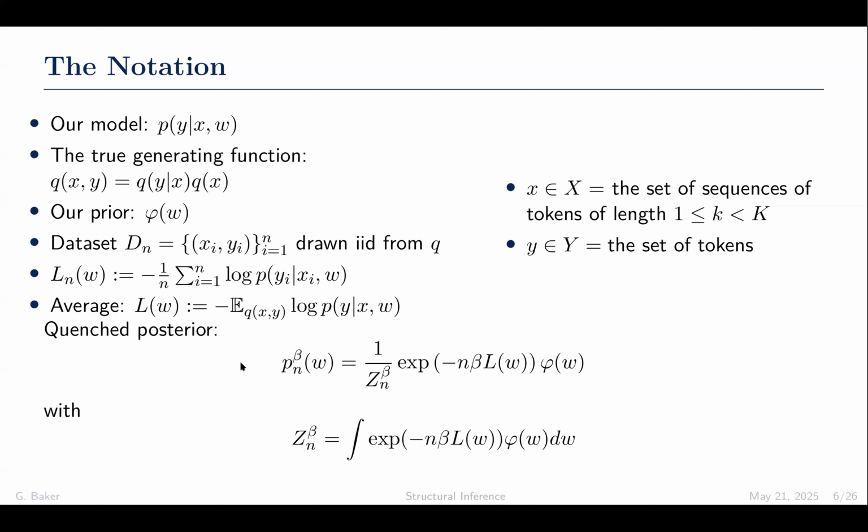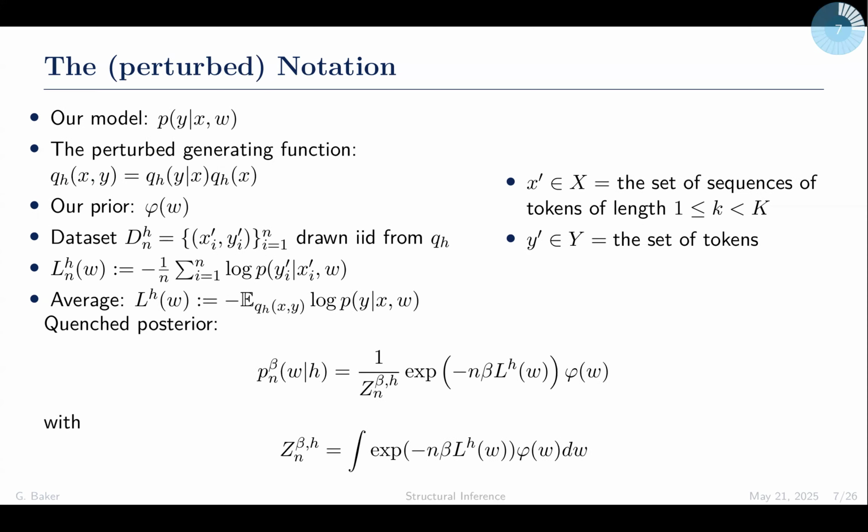And then the quenched posterior, which is just the expectation that W is updated on the data. So we use the L here instead of ln, and then a normalizing constant there.